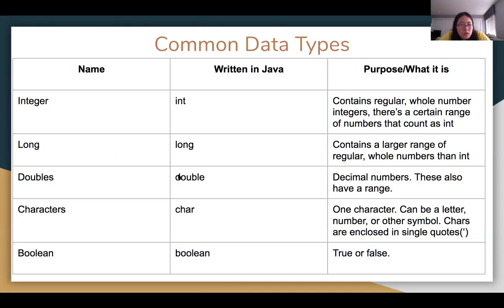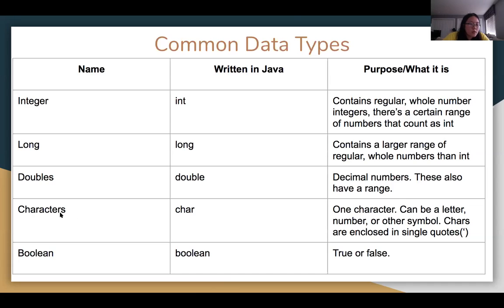Doubles, next one. In Java, it'd be double with a lowercase d. And these are decimal numbers, and these also have a range. Again, I'm not going to put the actual ranges here, but you can search it up if you want.